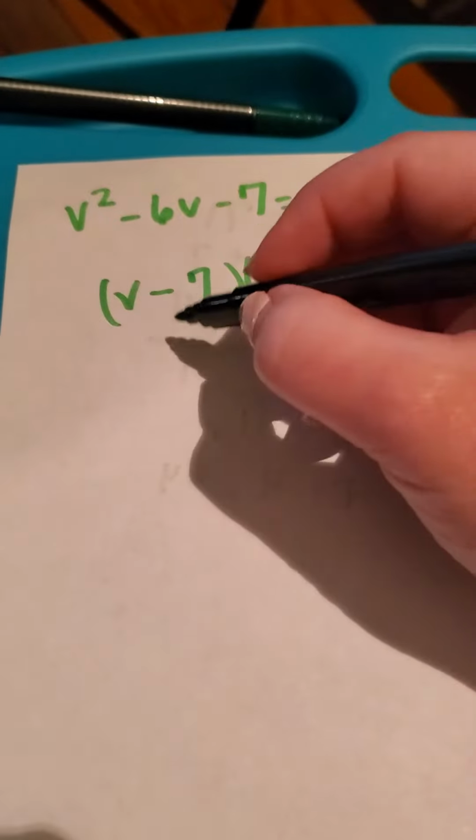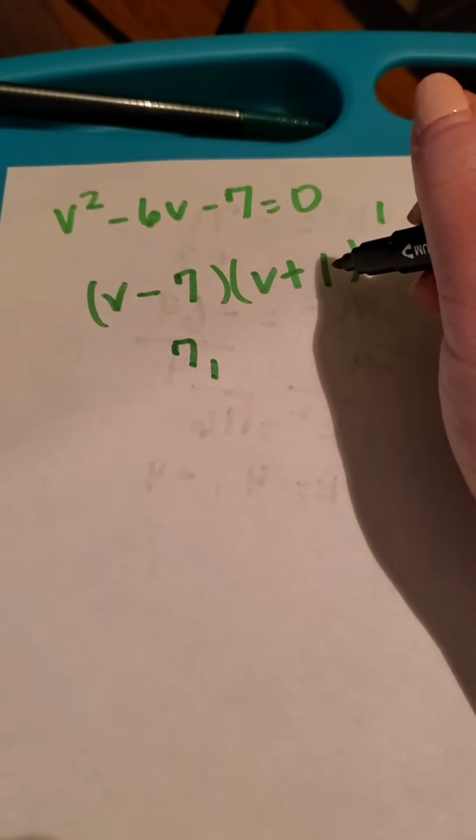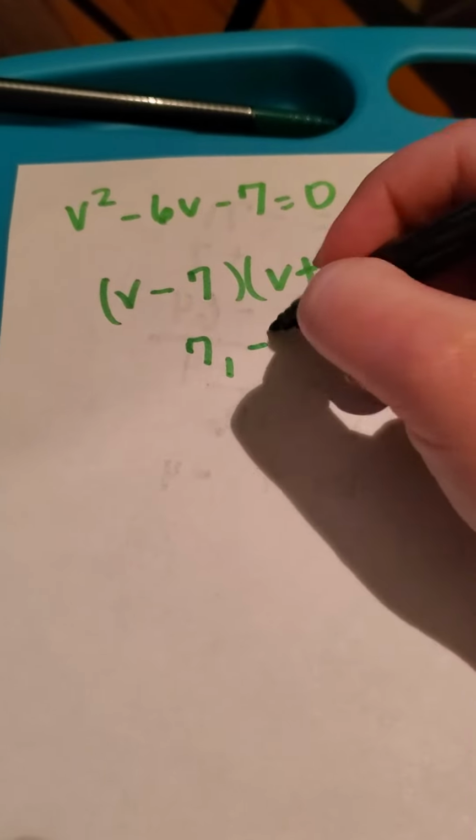Since it's telling me to solve it, the answer choices don't look like that. The answer choices just have the number. So I just have to flip my signs. 7 from negative 7 to positive 7. And then from 1, flip my sign over to a negative 1. And that would be my final answer.